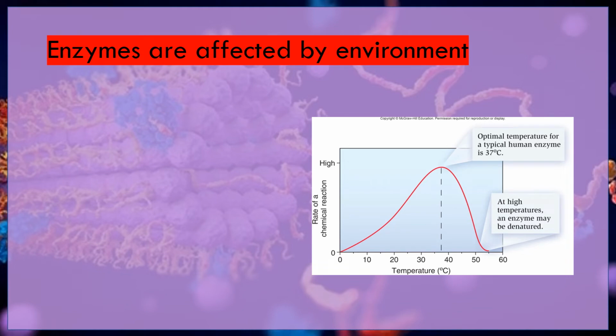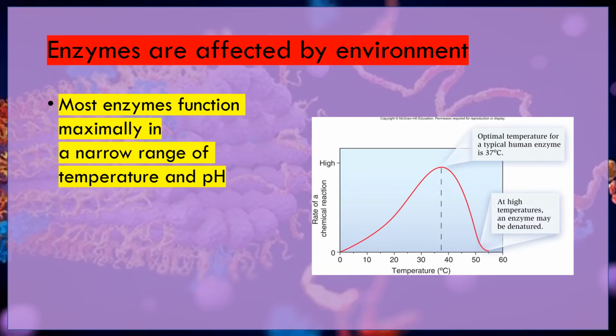Enzymes are also affected by the environment. Most enzymes function maximally in a narrow range of temperature and pH that we mentioned. With the pH, let's think of the stomach acid inside our gut. If it's too low, the enzymes can't work. And if it's too high, the enzymes cannot work as well. They change shape much like the scrambled egg.